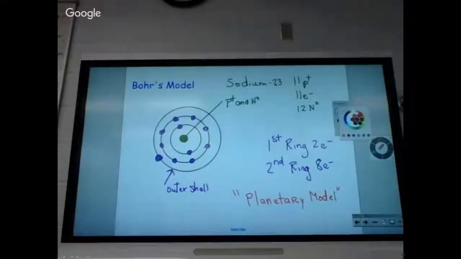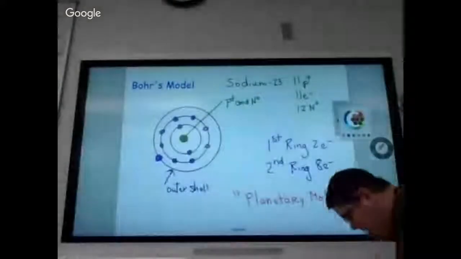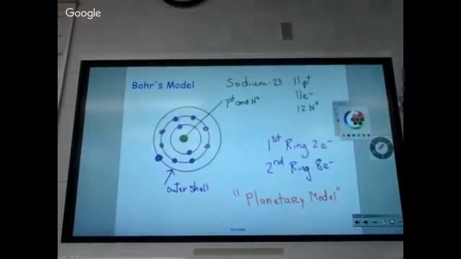Okay? Now, the thing about Bohr's model is those electrons have to be on the what? They have to be on the rings. Okay? And in modern quantum theory, that piece is actually wrong. Okay? So even though we teach Bohr's model in class, it's not actually right.